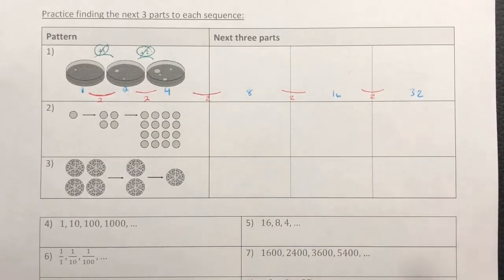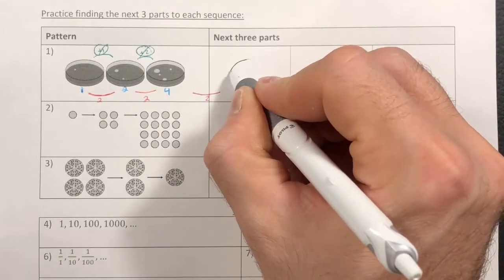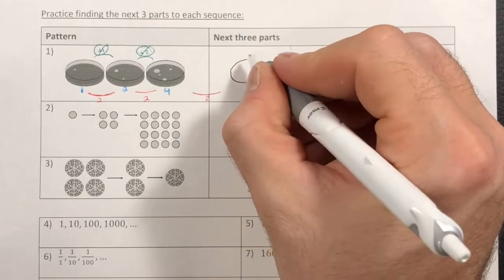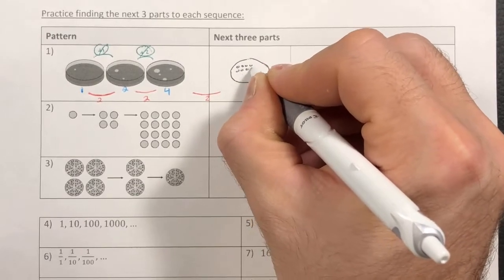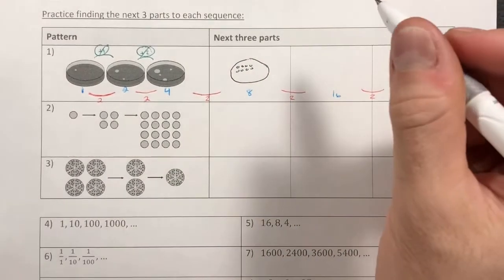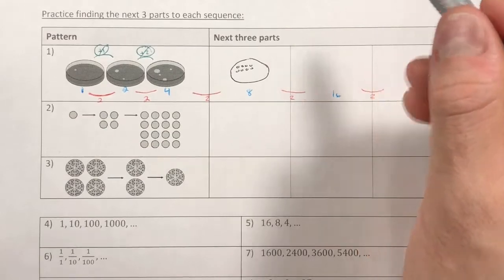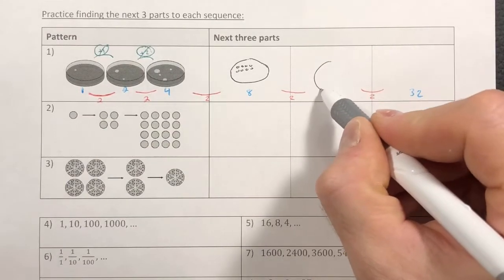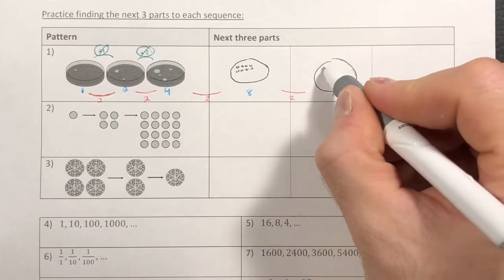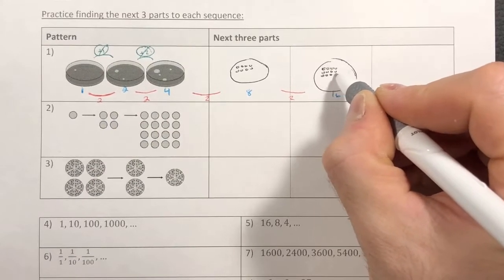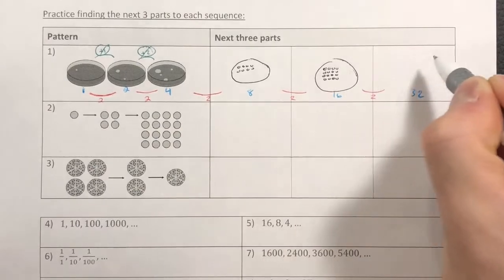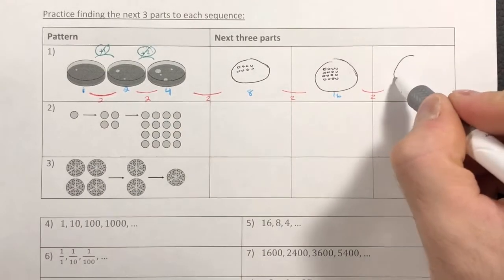So I'm going to have to draw a petri dish with 8. So I'm just going to go ahead and say 1, 2, 3, 4, 5, 6, 7, 8. I'm not going to draw them just like that. This makes it a little easier to count. And then my next one is going to have 16. So 1, 2, 3, 4, 5, 6, 7, 8, 9, 10, 11, 12, 13, 14, 15, 16. And my last one is going to have 32.